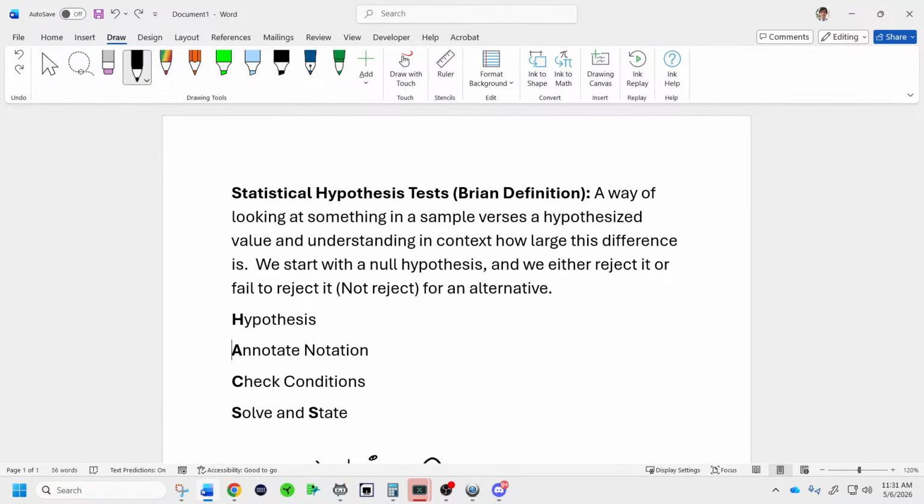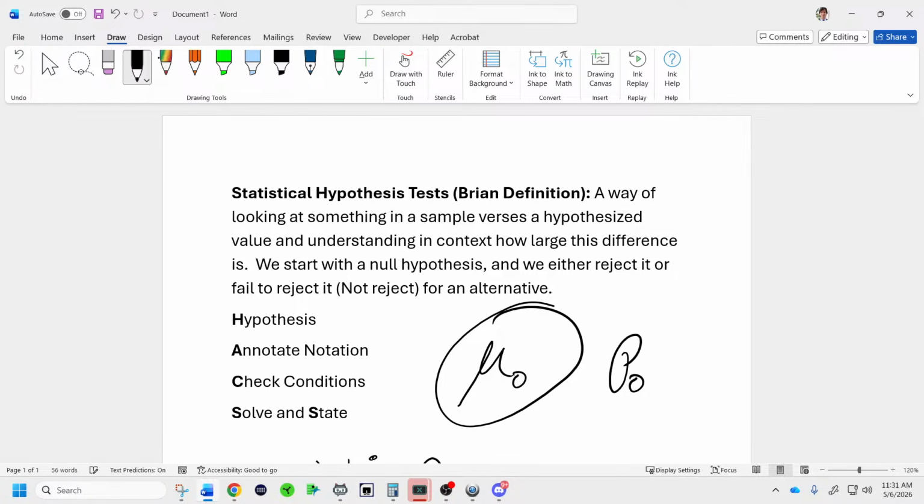It can say believes, hypothesize, wants to test. That's where a mu naught, and that would be for a mean, versus p naught would be the hypothesized proportion. The little naught right there is the key to it is hypothesized to be true according to the null hypothesis.